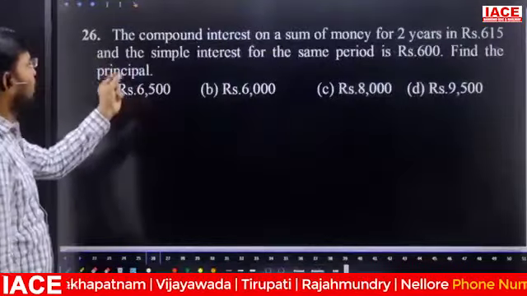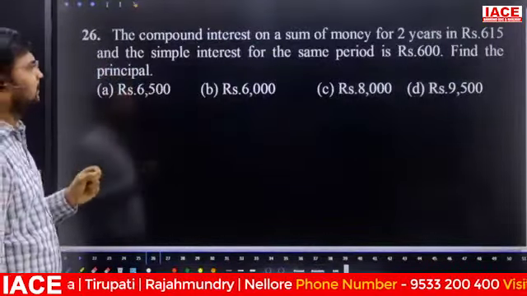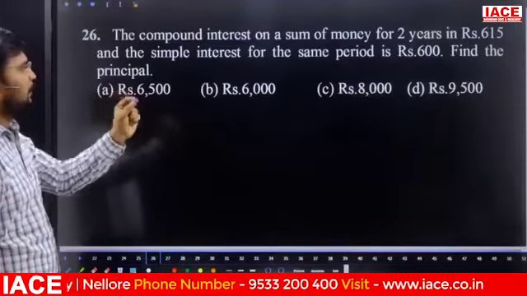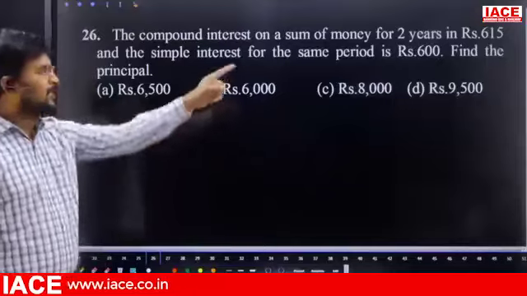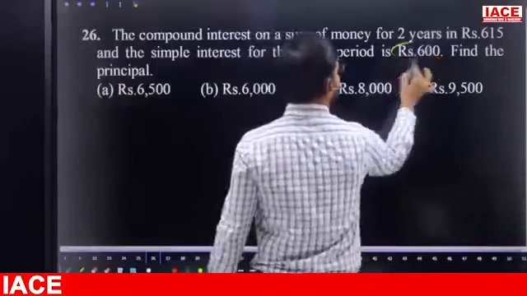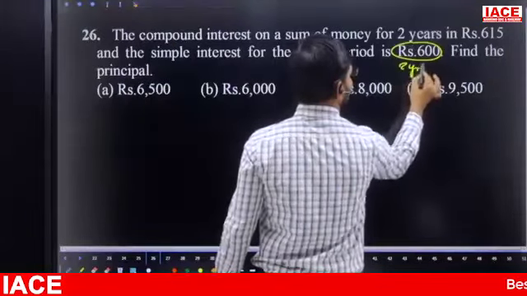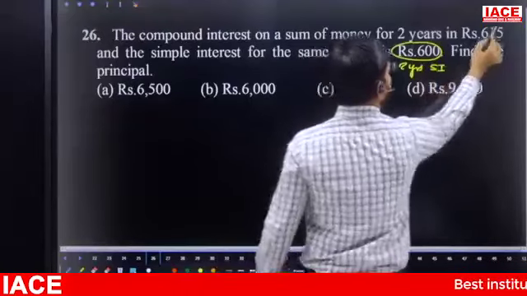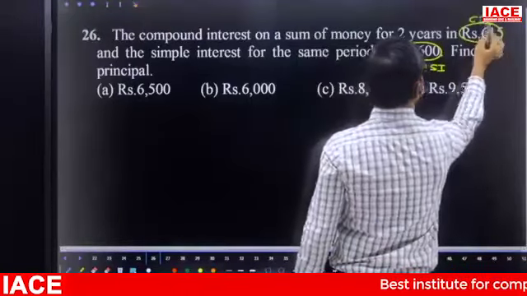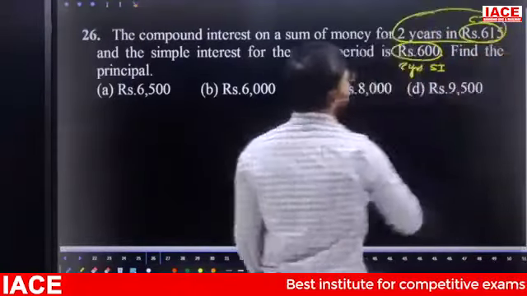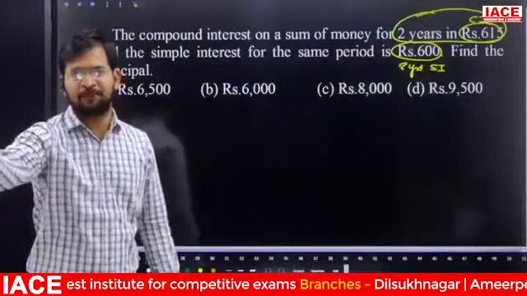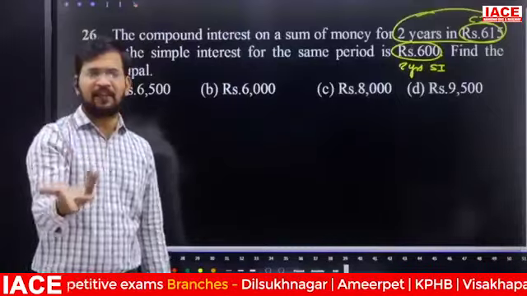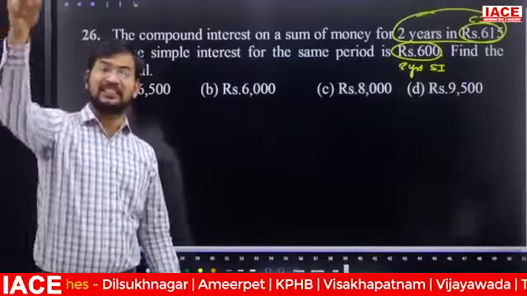The compound interest on a sum of money for 2 years is 615 and the simple interest for the same period is 600. Find the principal. I think we already did the same model. 2 years simple interest is 600. Therefore 300, 300, because in simple interest every year the interest is the same. 2 years CI is 615.